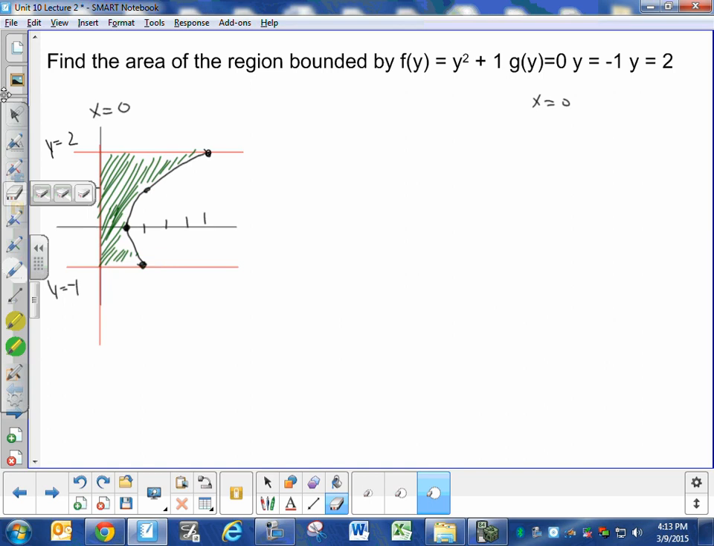So to find this area, we will really struggle if we try to use vertical rectangles, because we'd have this rectangle, then we'd have this top piece, we'd have this bottom piece, we'd probably need three different integrals. But with respect to y, we would just have one, where we have this right minus the left, which is 0. So I would have the integral. I'm told what the y bounds are. It'd be from negative 1 to 2.